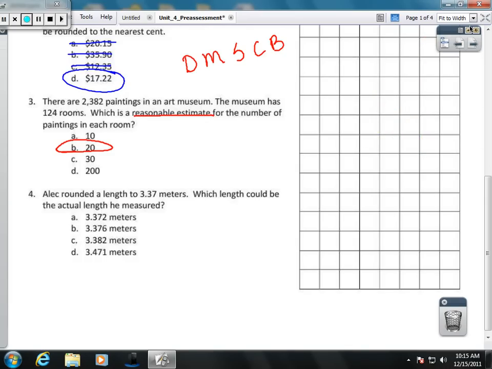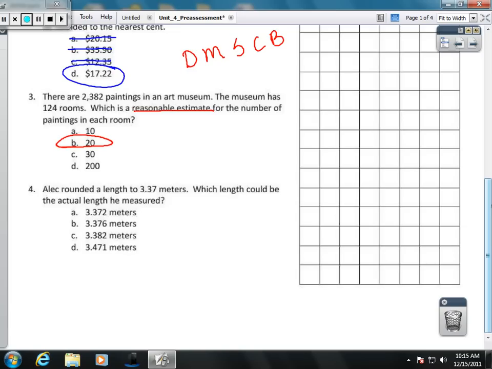All right. One more problem on this page, and then I think maybe we'll stop or maybe we'll move on to the next page. So we got Alec rounded a length, sorry, to 3.37 meters.